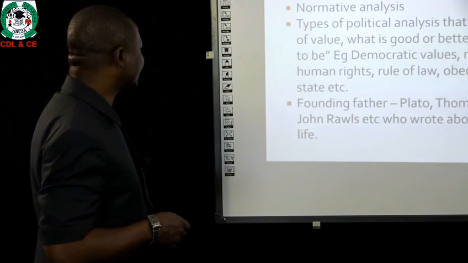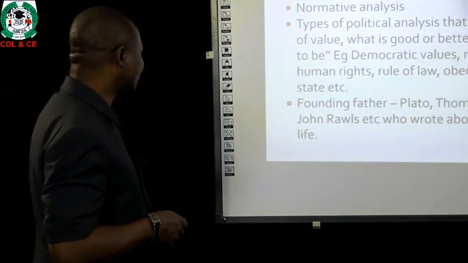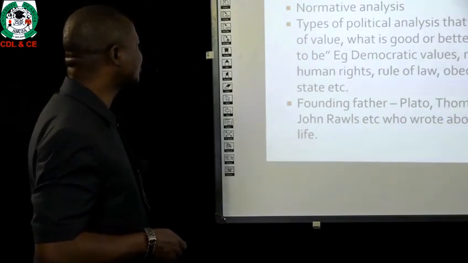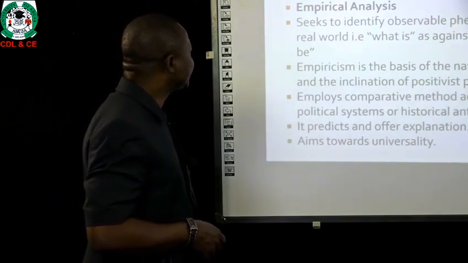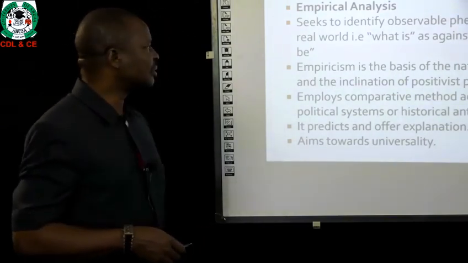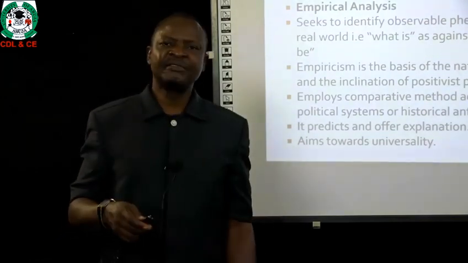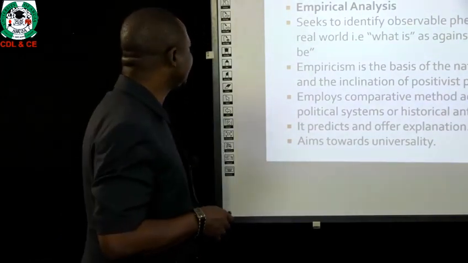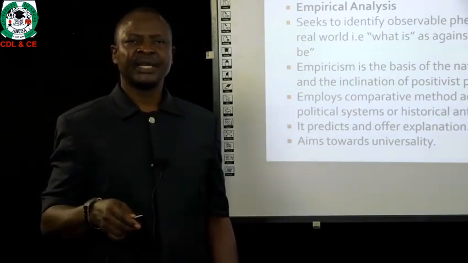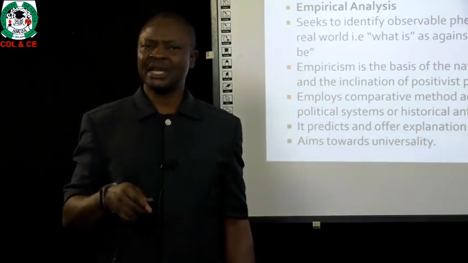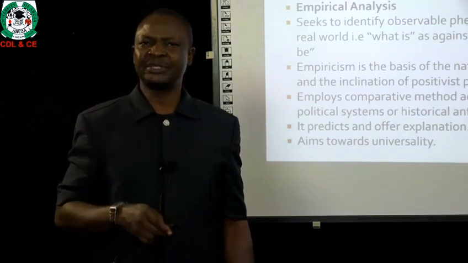The founding fathers of this, Plato, Thomas Hobbes, John Rawls, etc., they wrote about the good life. Another type of political analysis is the empirical. It seeks to identify observable phenomena in the real world. As against what ought to be, empirical seeks to describe what is actually happening.